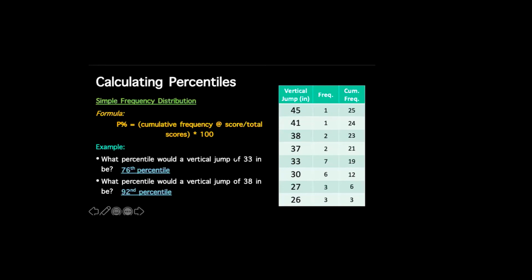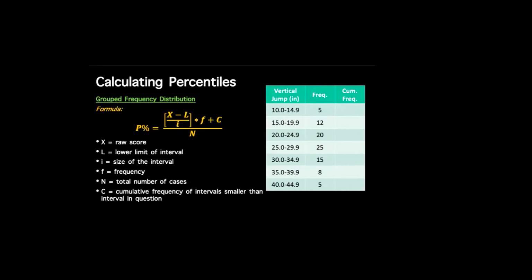To get this 92, we take the cumulative frequency at 38 inches, which is 23, divided by 25, times 100 to get the percent, and that gives us 92. So this is calculating using a simple frequency distribution. I love this method, it's the easiest way. We get a little bit more complex when we're looking at a grouped frequency distribution. As you can see, there are a lot more variables at play here. I give you some practice problems in the PowerPoint, so you can go back and work those out, and then I'll post the answers later in the week.